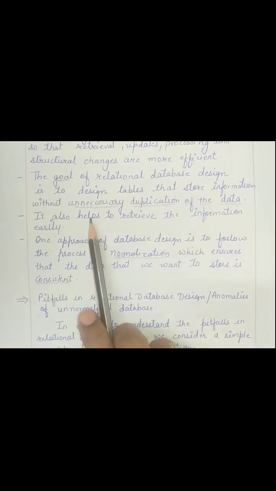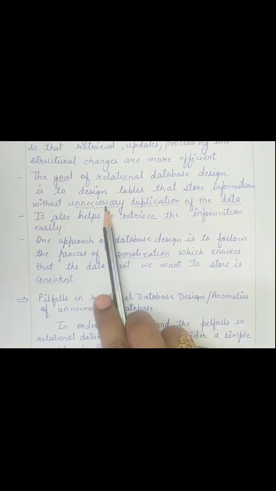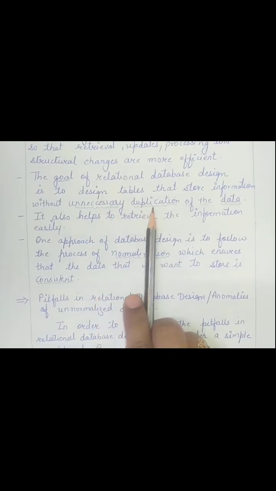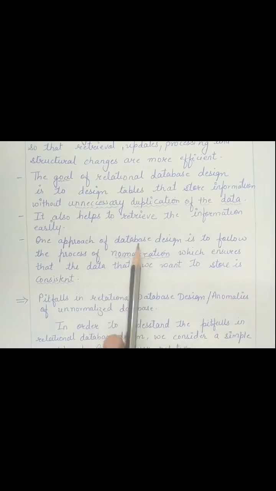So I hope you have got what is the goal of relational database design. The goal is nothing but to store the information without any redundancy of the data, right? Redundancy is nothing but the duplication. Okay. And it is also helping us to retrieve the information easily. And how is this achieved? One approach of database design is to follow the process of normalization, which ensures that the data that we want to store is consistent.